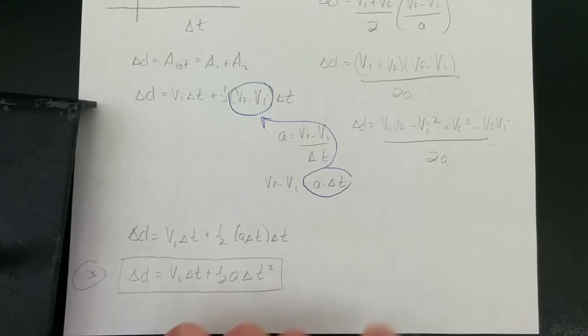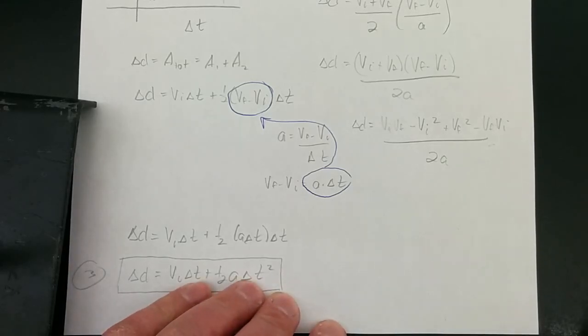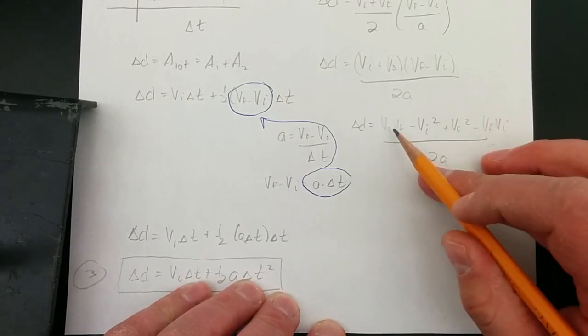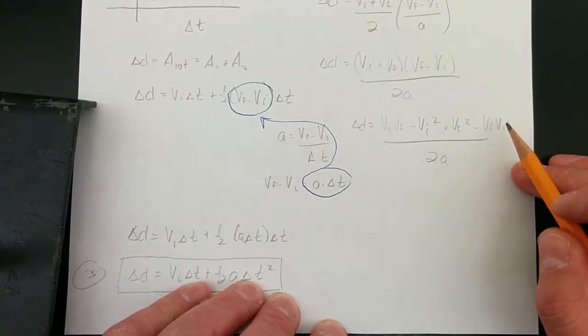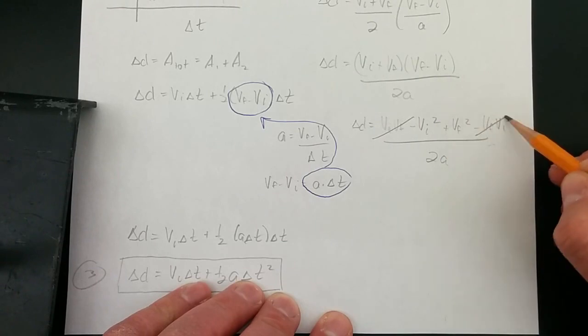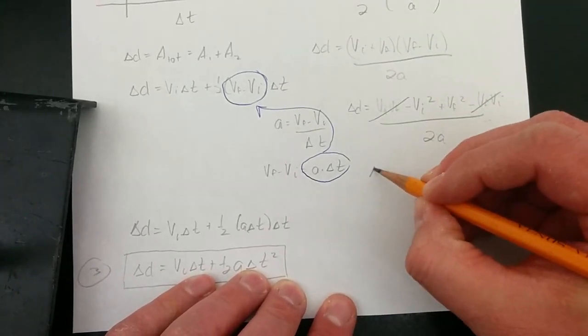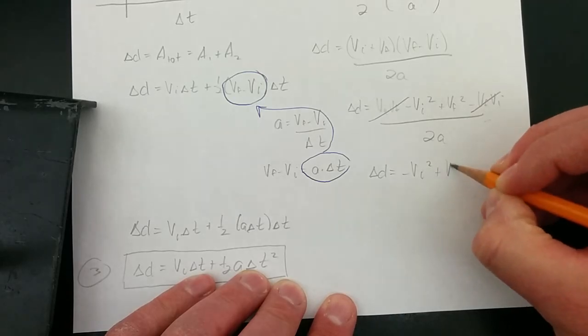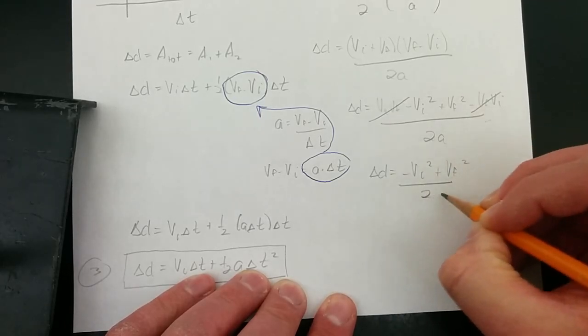Gross looking equation. But I notice I actually have two values that are the same. Vi times Vf, Vf times Vi. One is positive, one is negative. They're going to cancel out. So that's gone, and now that's gone. So I run into delta d is negative Vi squared plus Vf squared over 2a.